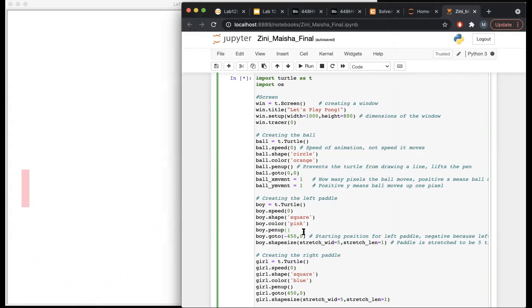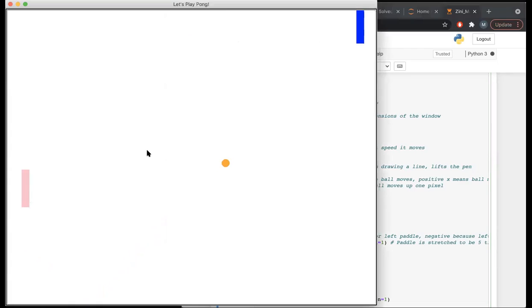I then created the paddles. I named the first object boy, t.turtle, and this paddle had a speed of 0. Its shape is a square, its color is pink, and I did the same thing, penup. This allows this paddle to move up and down without creating lines or a path. Its initial starting point is negative 450, so it starts here, negative 450, and it's in the middle, so there's no y coordinate. This is negative 450, and this is 440.